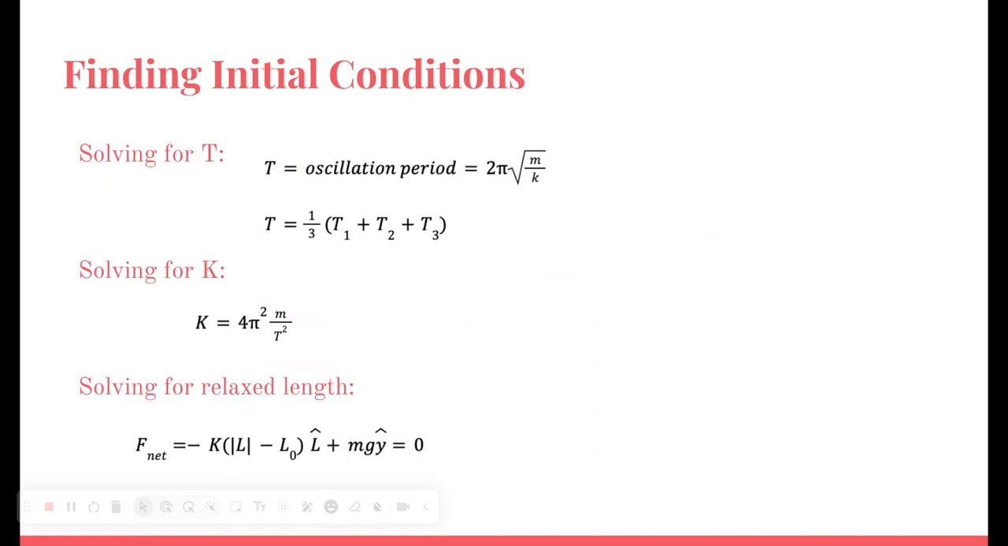Finding the initial conditions, you need to solve for the oscillatory period, or T, which is 2π times the square root of m over k. In solving for k, k is equal to 4π² times the mass over the oscillatory period squared. Then you need to solve for the relaxed length of the spring, where the net force, the spring force equal to negative k times (L minus L0) L hat, plus the force of gravity, which is mg ŷ, is equal to 0.